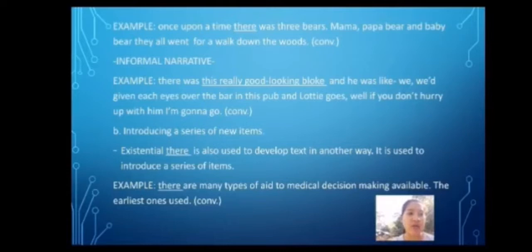Existential there is also used to develop text in another way. It is used to introduce a series of items. Example: there are many types of aid to medical decision making available. The earliest ones used.